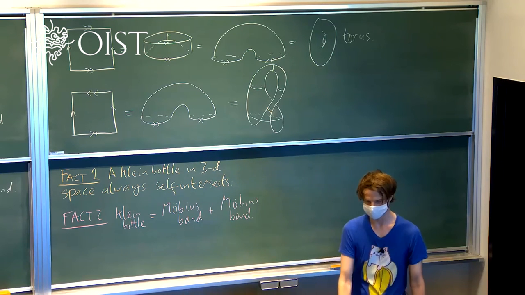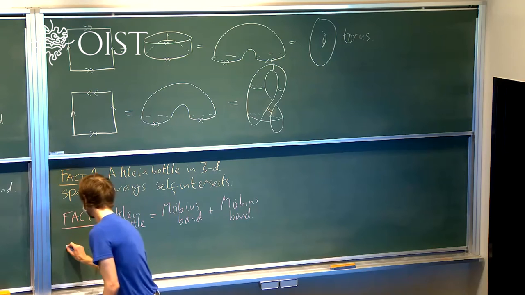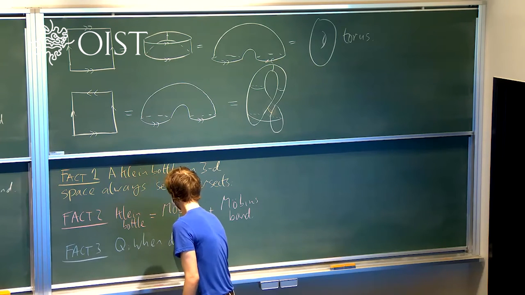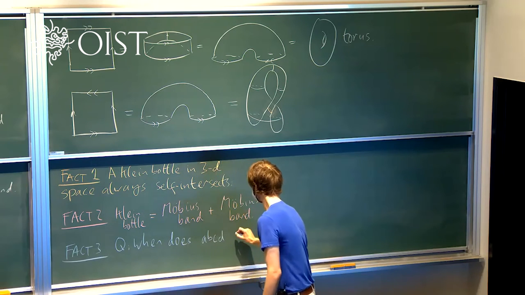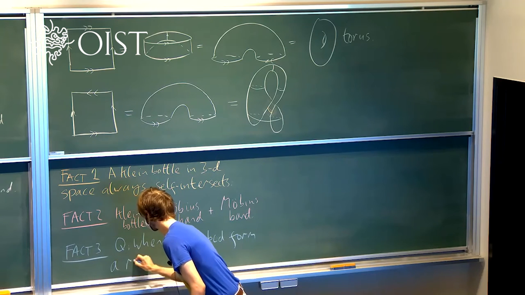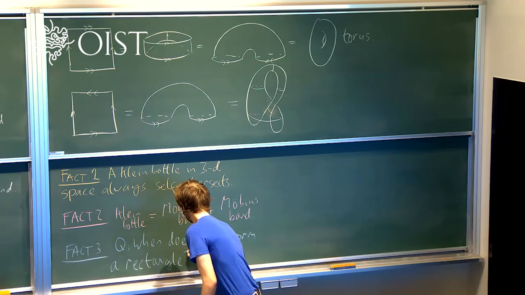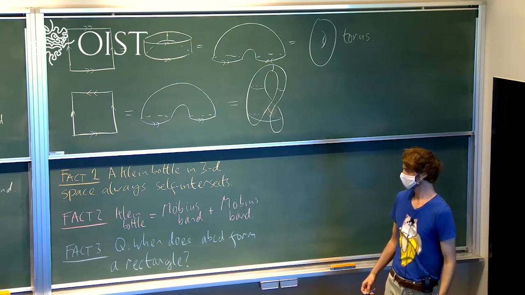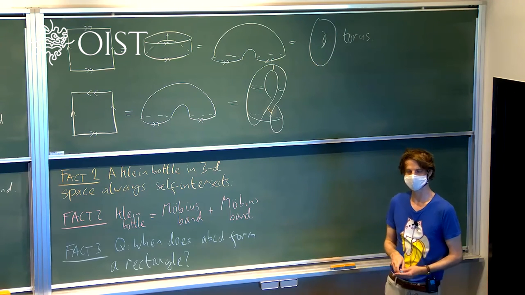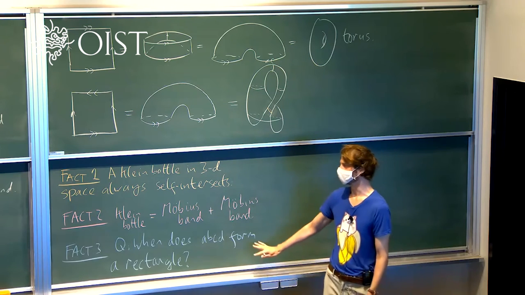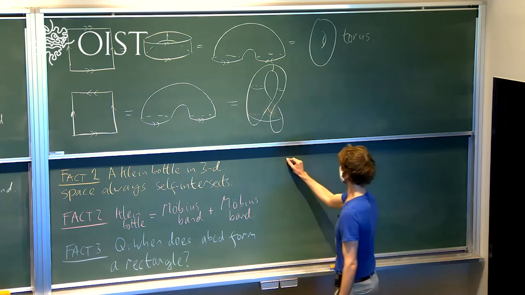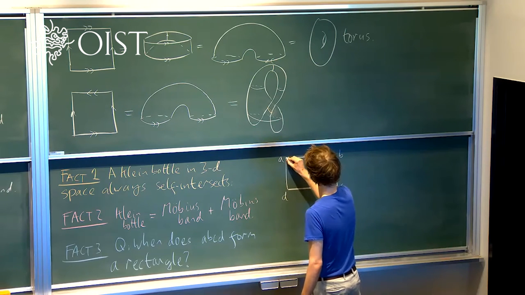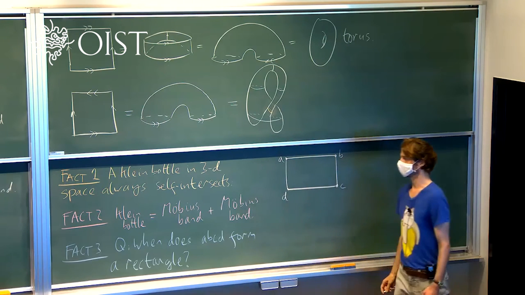Our third fact is in the form of a question and answer. Fact three, here's the question. When does ABCD form a rectangle? What do I mean by A, B, C, and D? So A, B, C, D are just going to be the vertices of some quadrilateral inside the XY plane. And I want to know when that forms a rectangle. Let me draw you a quadrilateral that looks very rectangle-like. A, B, C, D. And I want to know, when is that quadrilateral a rectangle?